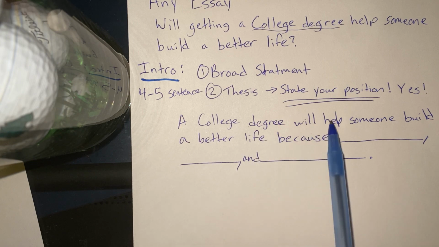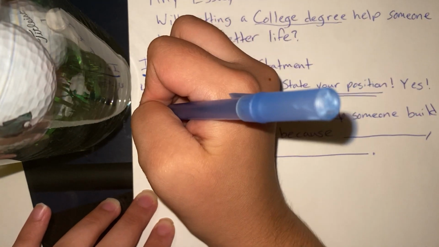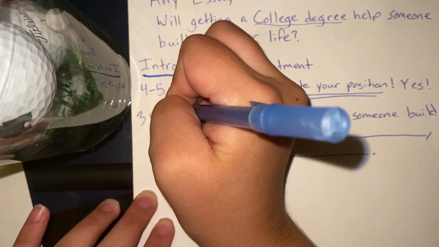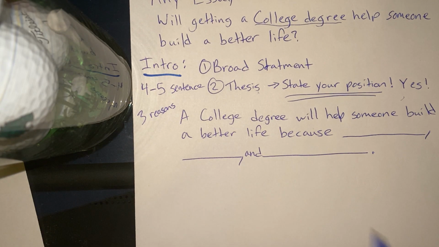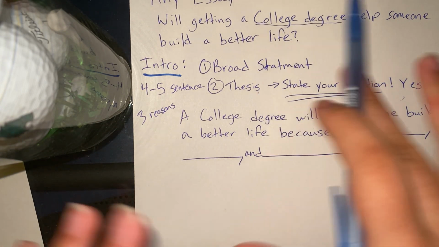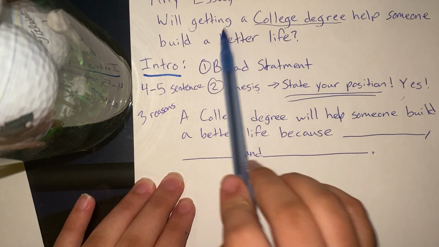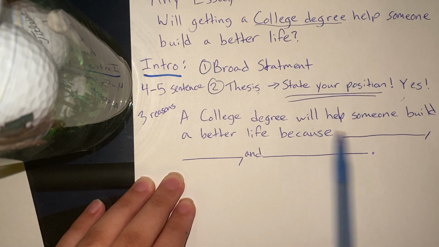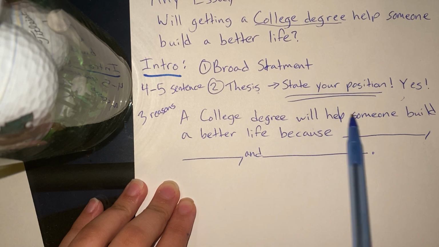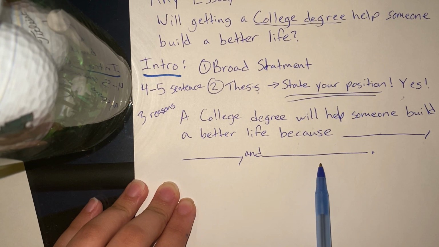A college degree will help someone build a better life because. So before starting the essay, you need a roadmap. So if you choose yes, you need to have 3 reasons of why you said yes. If you say no, you need to have 3 reasons why you say no. So whatever the question is in any essay, your thesis is yes or no, answering the exact same question. You could literally reword the question. A college degree will or will not, whichever you choose. Here we're going to choose yes. So a college degree will help someone build a better life because reason 1, reason 2, reason 3, right?